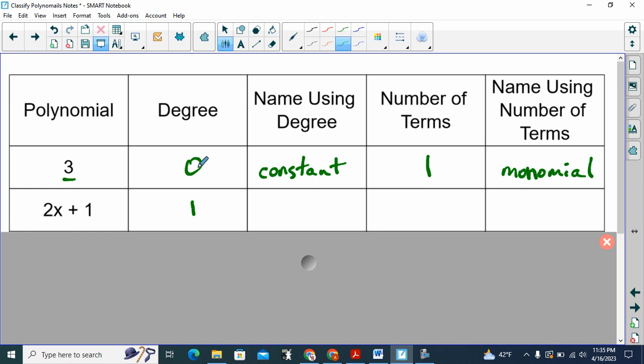If the degree is 1, we will always call it a linear function. The reason for that is if I graph y equals that, the shape of that graph is a line. Y-intercept is 1, up 2 over 1, up 2 over 1. Notice the word line right in linear there. We've got 2 terms. If we have 2 terms, it's not a monomial, it is a binomial.